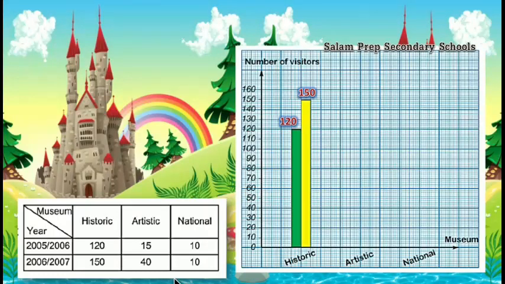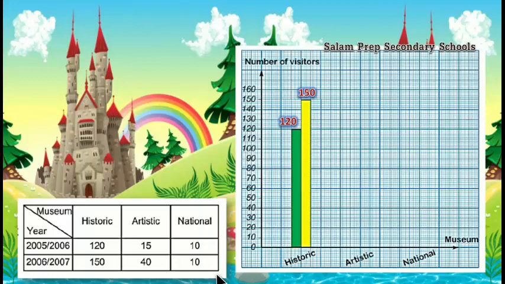Okay, now we will represent data using double bars. The first bar with color green, for the year 2005, 2006. Historic, it's number 120 visitors. So we will go up until reach 120. This is the first bar with color green. The second bar with color yellow for the year 2006, 2007. It's number 150 visitors. Okay, we will go up until reach 150.